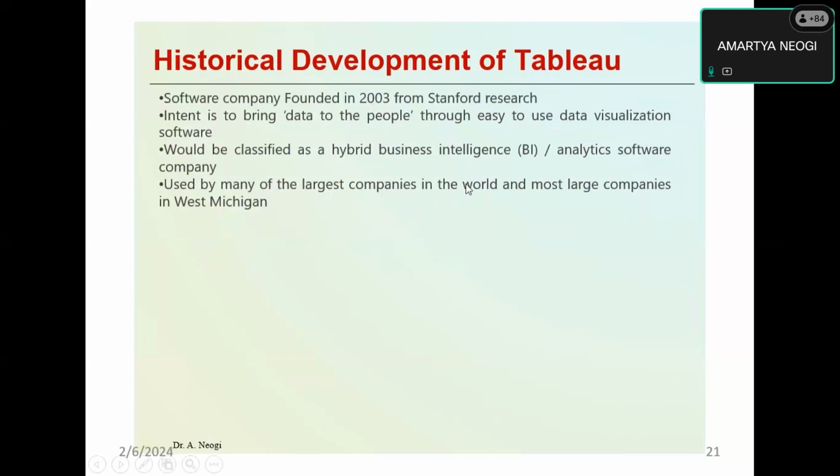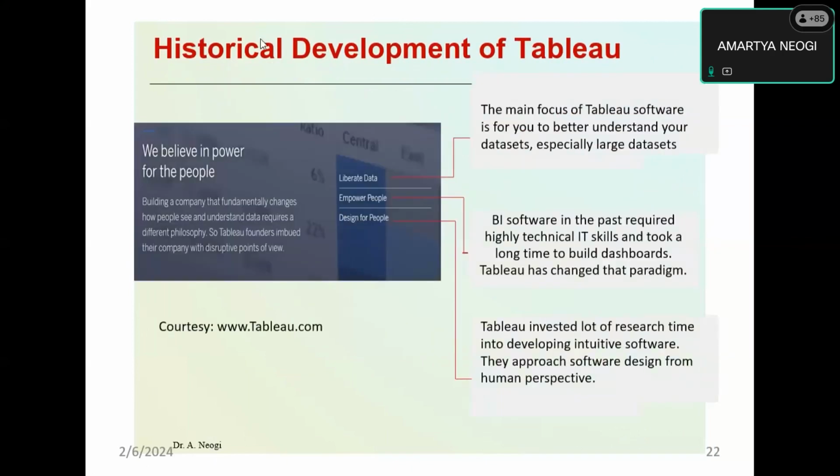This is business intelligence software, and Tableau is the largest company in the world for data visualization. As you can see, there are three types of concept here in the development. First is liberate data, then empower the people and design for people. The main focus, what is liberated data? The main focus for Tableau is to better understand your data set, especially large data sets. This is the most important thing.